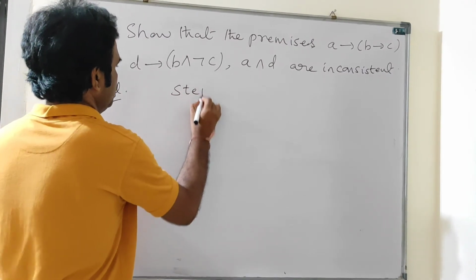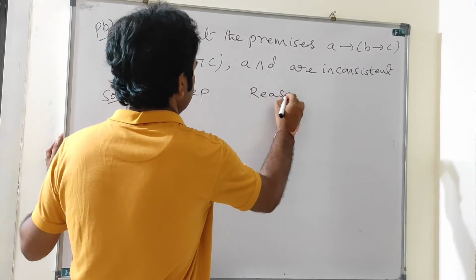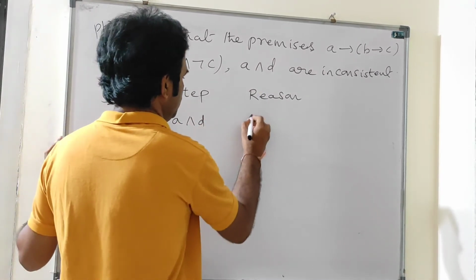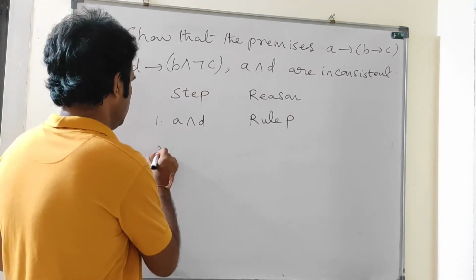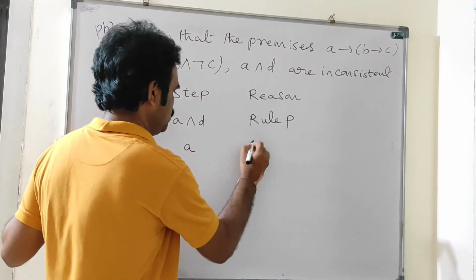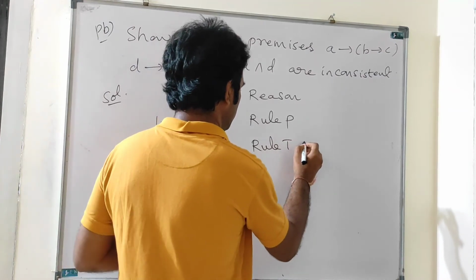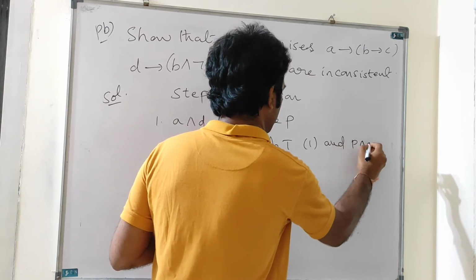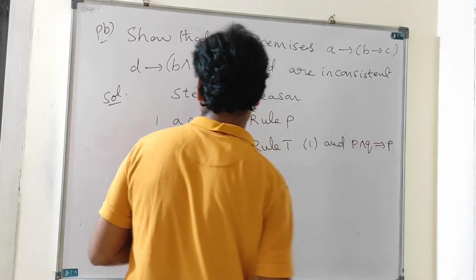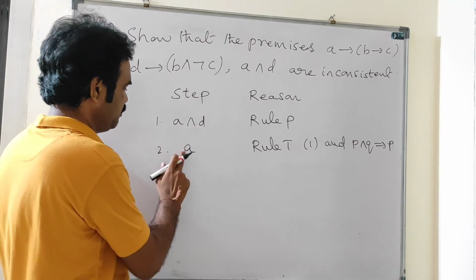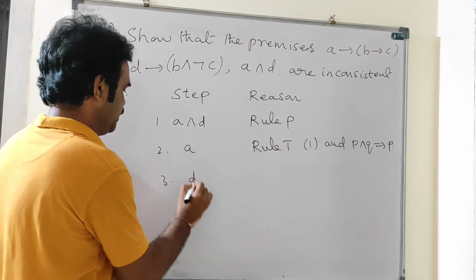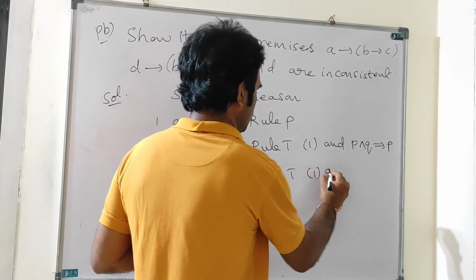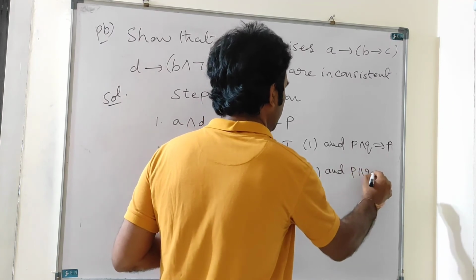Step, reason. Step 1, A and D. This is in given premises, rule P. Second step, A. This is rule T from 1, and P and Q imply P. Okay, this is the reason. That's why A and D imply A. Next, D. Again, rule T from 1, and P and Q imply Q also.